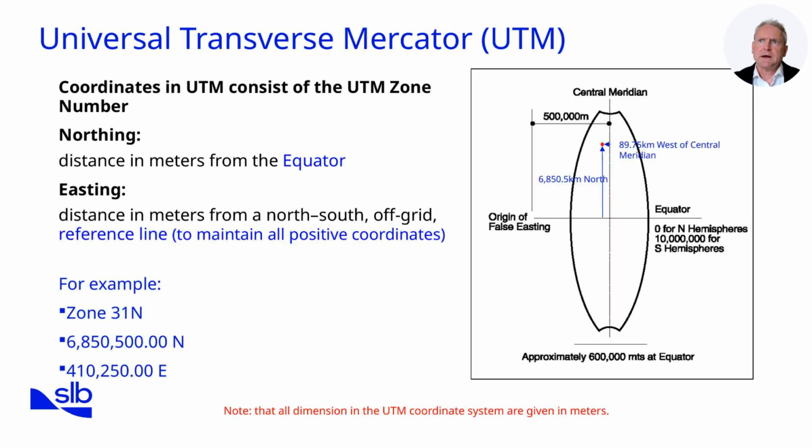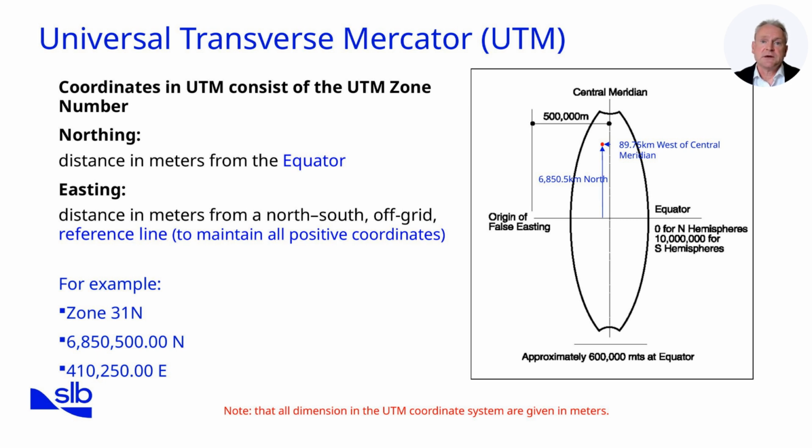Here is a practical example of UTM coordinates. Suppose we have a rig located at Zone 31 North with coordinates 6,850,500 meters north and 410,250 meters east. What does this mean in practice? First, the northing tells us that the rig is approximately 6,850 kilometers north of the equator. The easting indicates its position relative to the central meridian of Zone 31.